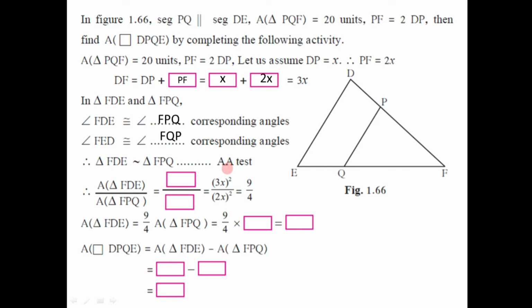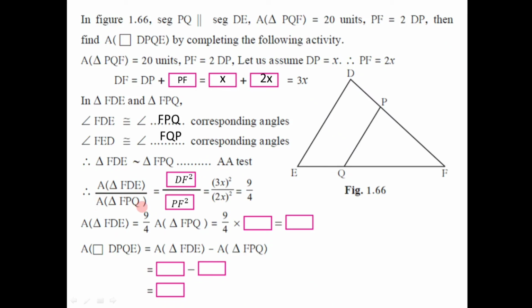And we know that if two triangles are similar, then the ratio of their areas is equal to the ratio of squares of their corresponding sides. So we can write area of triangle FDE divided by area of triangle FPQ is equal to DF square divided by PF square, which are the corresponding sides of these two triangles. Now we have values for both DF and PF. DF is 3x, so we have written (3x) square divided by PF, which is 2x, that's (2x) square. If we simplify this, we get 9 divided by 4.